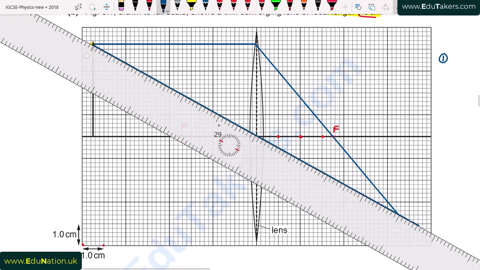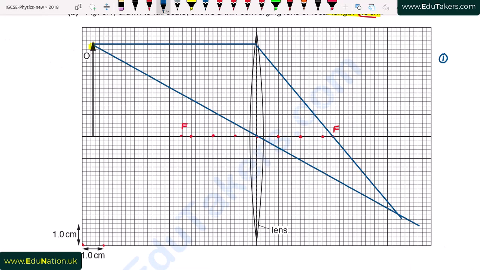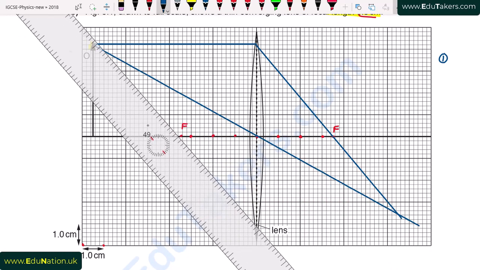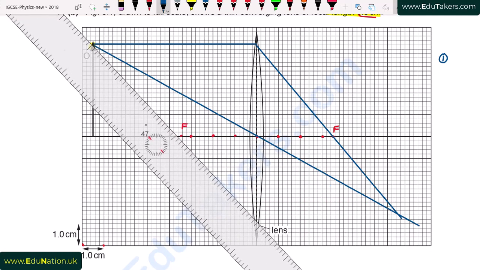This is second ray. Third ray is that first of all it passes through the focus point, and then after refraction by the lens, it becomes parallel to the optical axis. Now I am going to draw this ray. First of all, here is the focus point and this ray passes through the focus point.